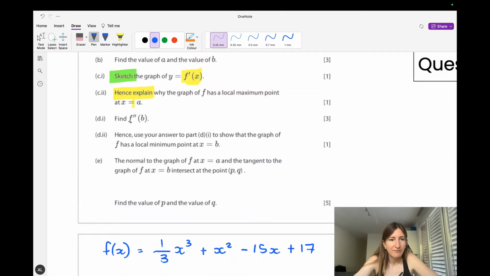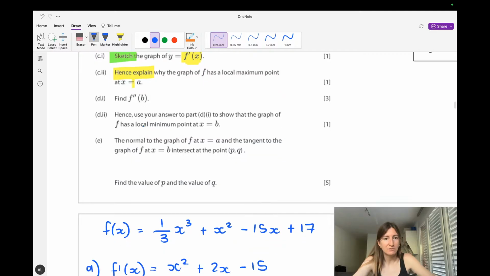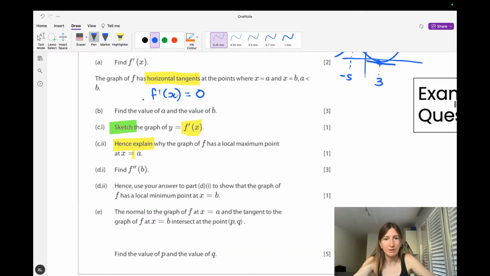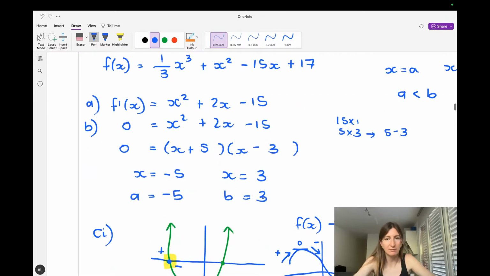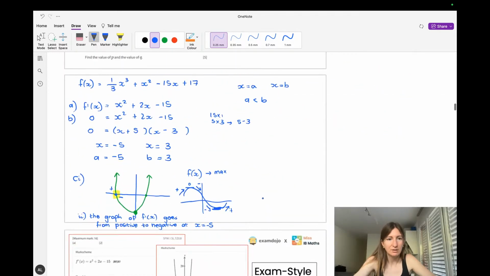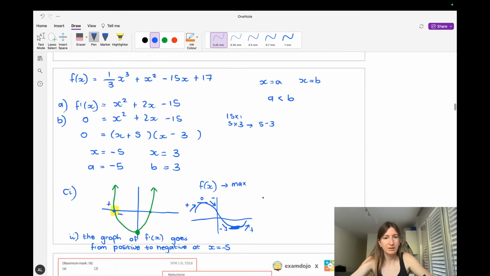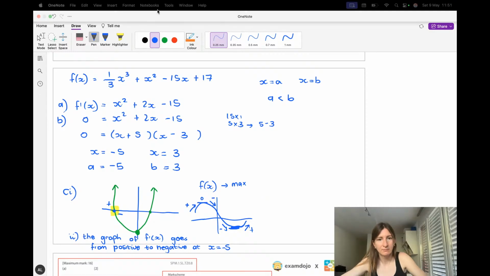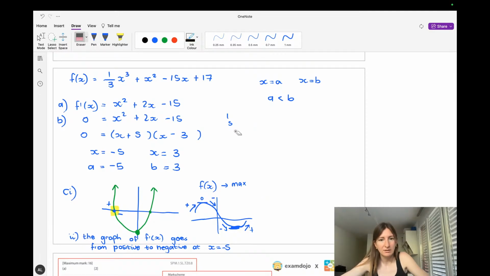Then find f dash dash of b. Find the second derivative at the point b, not the point a. At the point b was 3. So let me do this here. Just going to take that out for now. That was d. Find f second derivative at the point b. I'm just going to already write in 3 there.